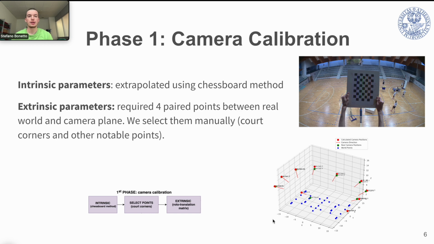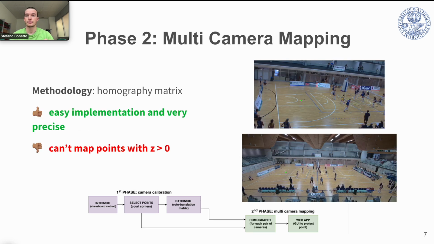As Simone said previously, we divide our project in 3 main steps. The first one is the camera calibration. In order to calibrate our camera, we need to extract 2 sets of parameters, the intrinsic ones and the extrinsic ones. For the first set, we extrapolated using the Zhang method, the chessboard method. For the second set, we required 4 paired points that we select manually using a tool we developed. With this set of points, we are able to determine the roto-translation vector that represents the position of the camera in the 3D world coordinates.